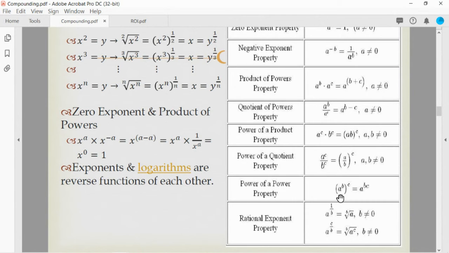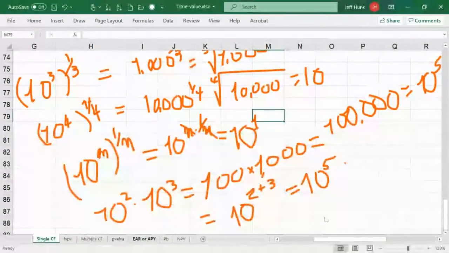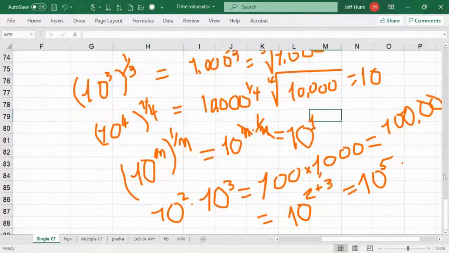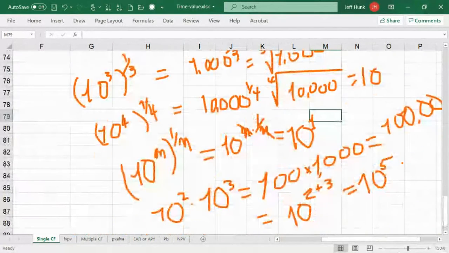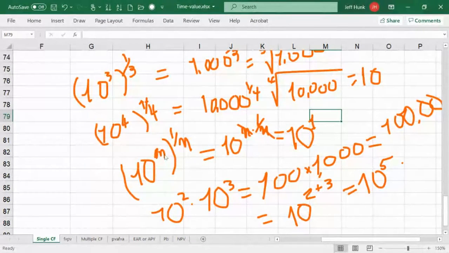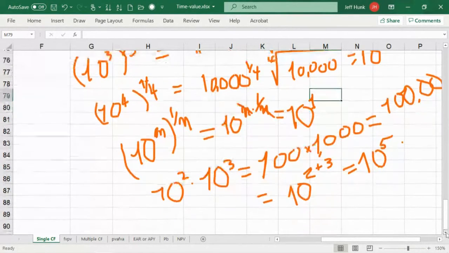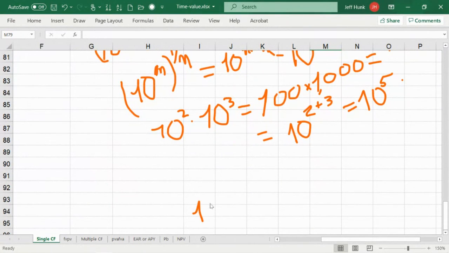Power of power. A raised to b raised to c is a raised to b times c. But isn't that what we just did? Think about it. For example, 10 raised to n raised to 1 over n, right? So in other words, let's try this. 10 squared raised to third. So what is this?